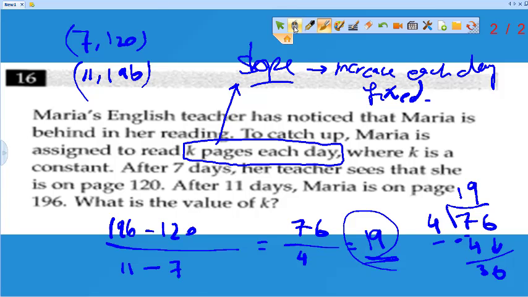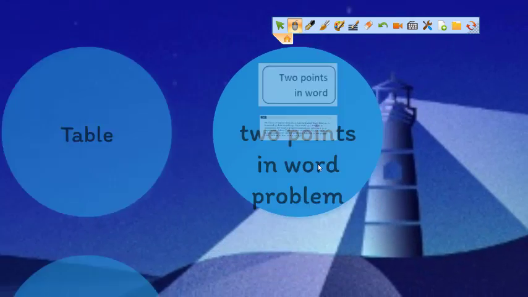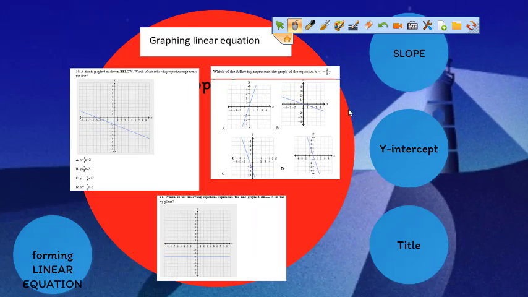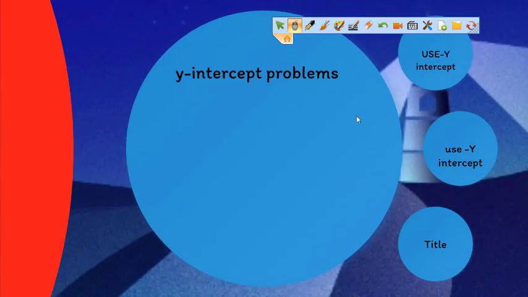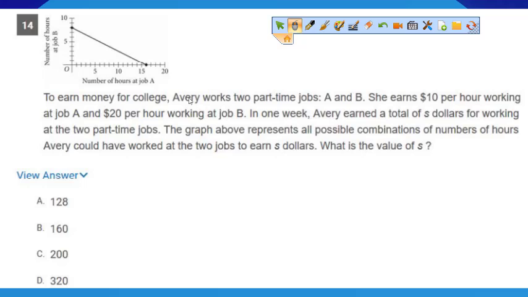Okay, by the way, we will complete 2 points. We finish slope, we go to y-intercept. Look at this one. How do we use y-intercept? Let's see this application, from a real life situation, from the previous S80 trial. It's written that to earn money for college, Avery works two part-time jobs, job A and job B. Horizontal line, do you know? Yes.